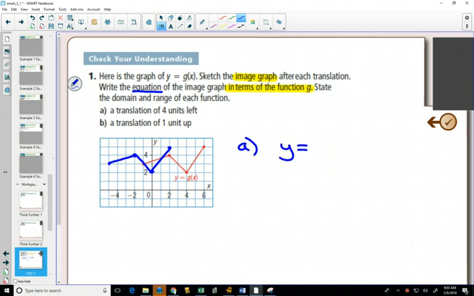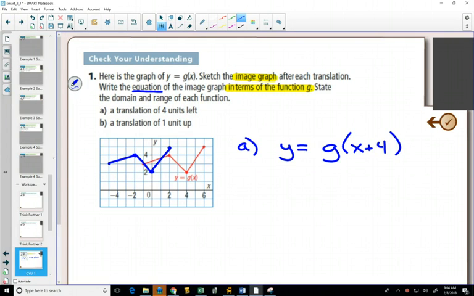It's going to be y equals, and in terms of the function g, means that our equation that we write on the right-hand side of this equation has to have the function g in it somewhere. In terms of the function g means that g has to be in it somewhere. Now, it's been moved 4 to the left. Does that happen inside of a function or outside of a function? Inside the function. And 4 to the left, inside of this function will be x plus 4 or x minus 4? X plus 4. So we've noticed already that stuff that happens inside of the function is going the opposite direction of what you have.